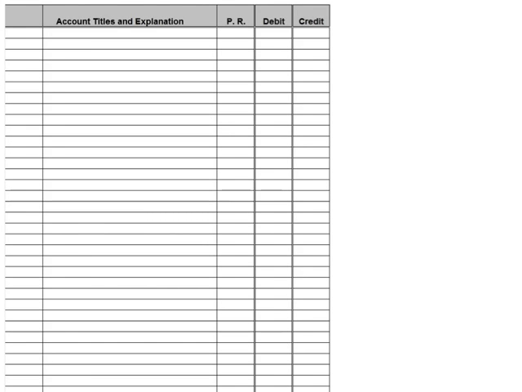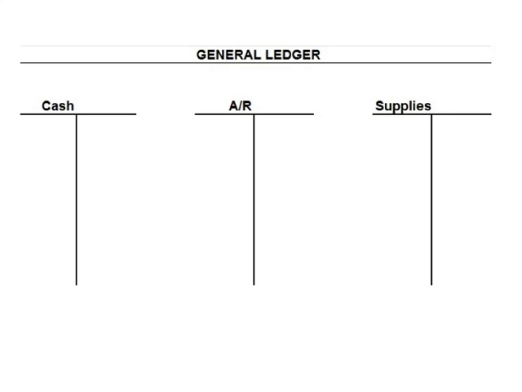This is a journal. You will notice that you have a place for the date, a place for the title of the account, a place to put your debit, and a place to put your credit.